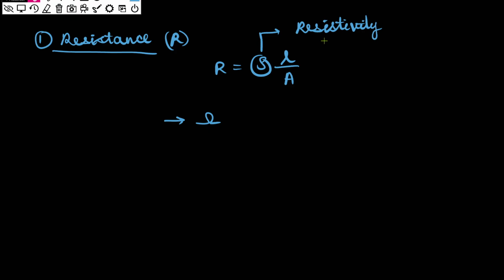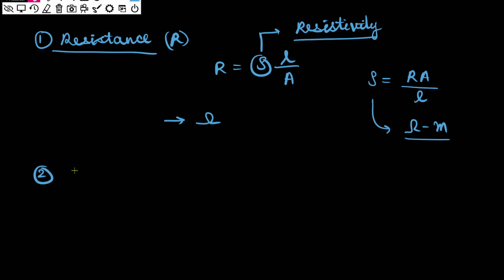Resistivity. So this is the resistivity, and this is a constant here. And if we try to derive the formula of resistivity, it will be equal to R A upon L, and the unit of resistivity will be ohm meter.